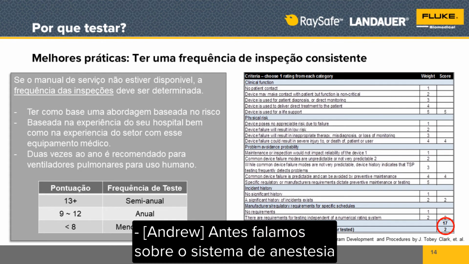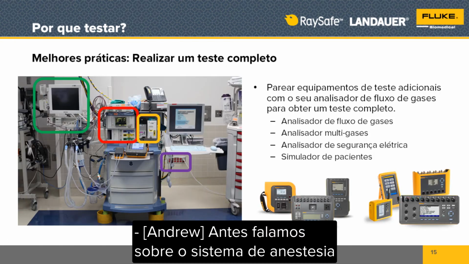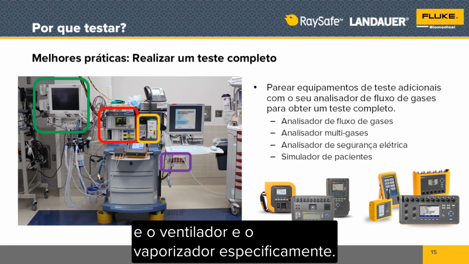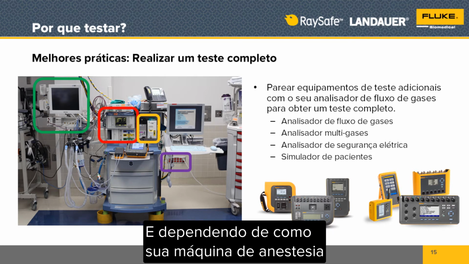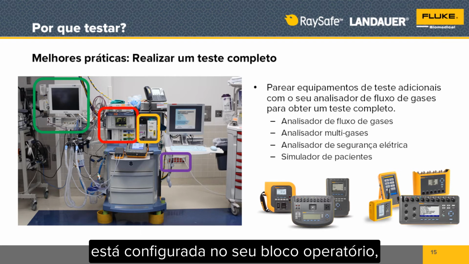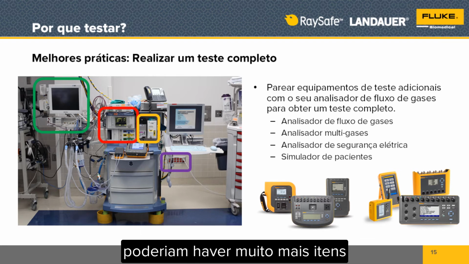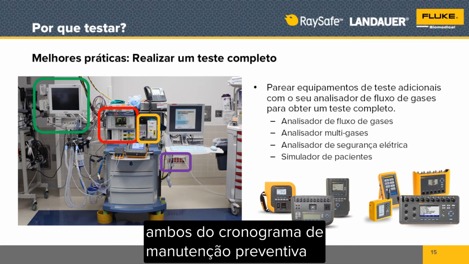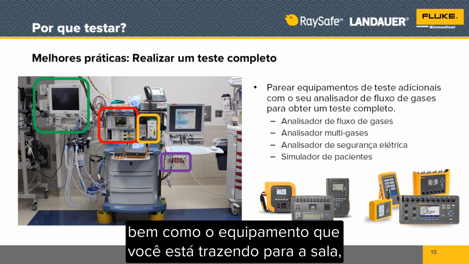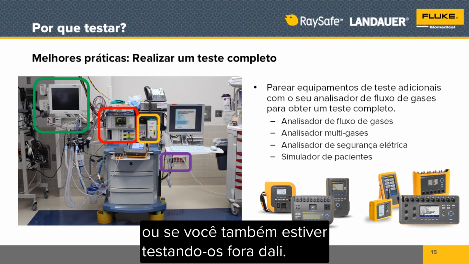So earlier we zoomed in on the anesthesia system and the ventilator and the vaporizer specifically. Now we want to zoom out just a little bit, and depending on how your anesthesia machine is configured in your operating theater, there could be a lot more items that you need to test and that you should plan for testing, both from the preventive maintenance schedule as well as what equipment you're bringing into the theater, or if you're testing them outside, of course, too.